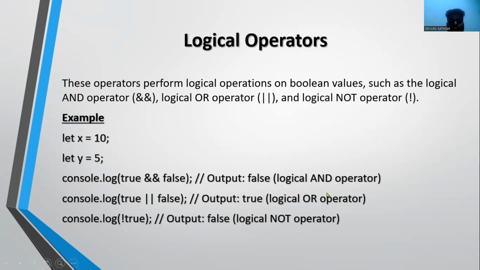The OR operator shows true if one value is true and one is false. If both are true, it is true, and if both are false, then it is false. The NOT operator shows false if the input is true. If false, then it is true in the output.